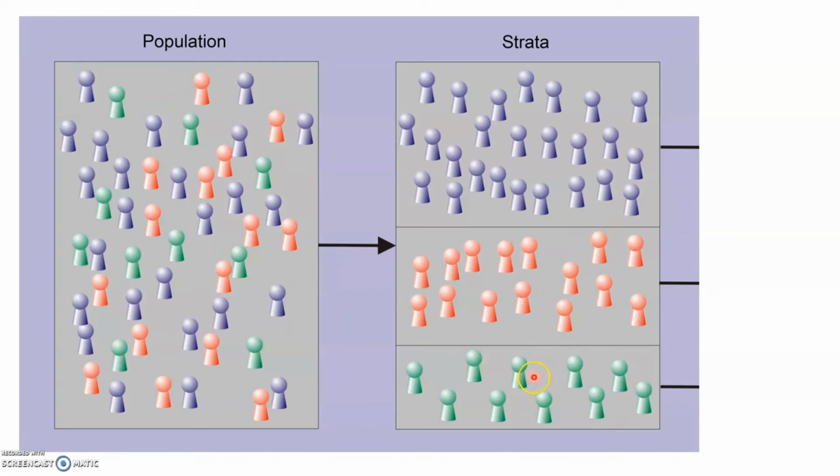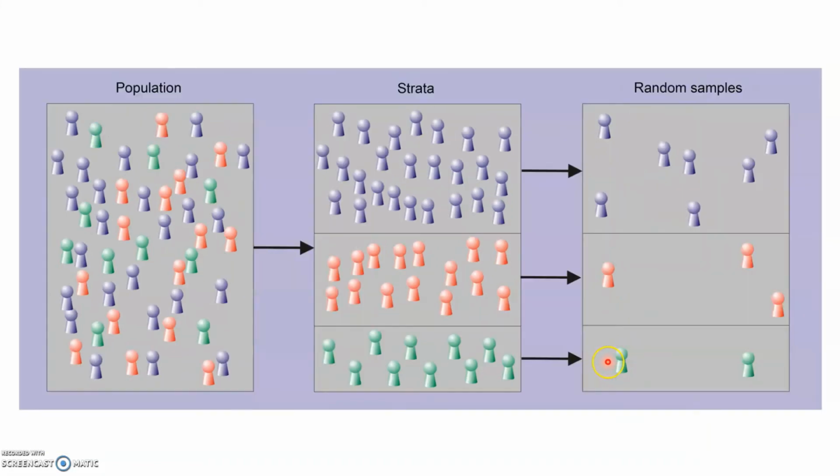Okay, so applying this method of logic, we would take more samples from the first stratum, which is the blue, fewer samples from the red, and very few samples from green, and we can use the percentage method to find it. So we will have more samples from blue, fewer from red, and few from green.